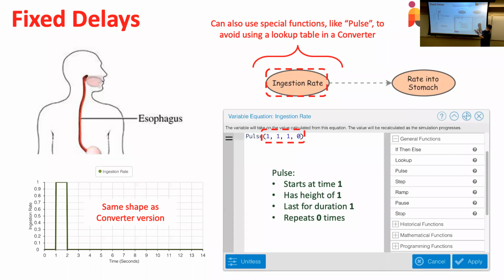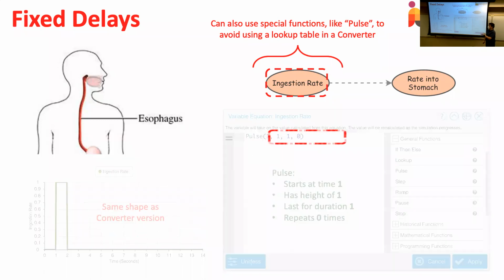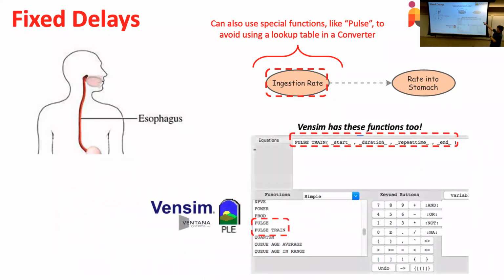This is sort of bonus information. And if you like that implementation, you can actually do that in Vensim as well. Vensim has a pulse train function, which I could have used as well.